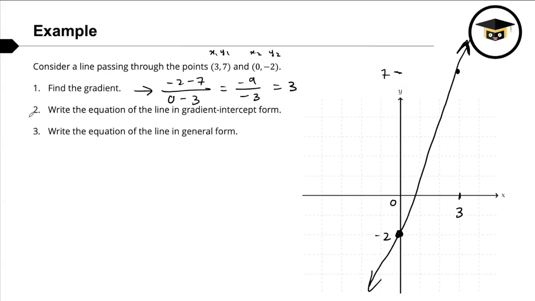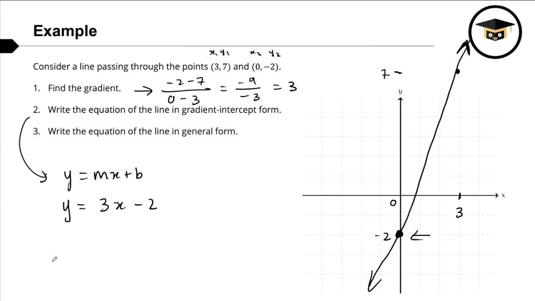Part 2, write the equation of the line in gradient-intercept form. So remember, for gradient-intercept form, it's y equals mx plus b. I need the y-intercept. Do I have the y-intercept? Yes, I do. The y-intercept is negative 2. So I can say that y is equal to 3x plus negative 2. So just minus 2. So hopefully that makes sense.